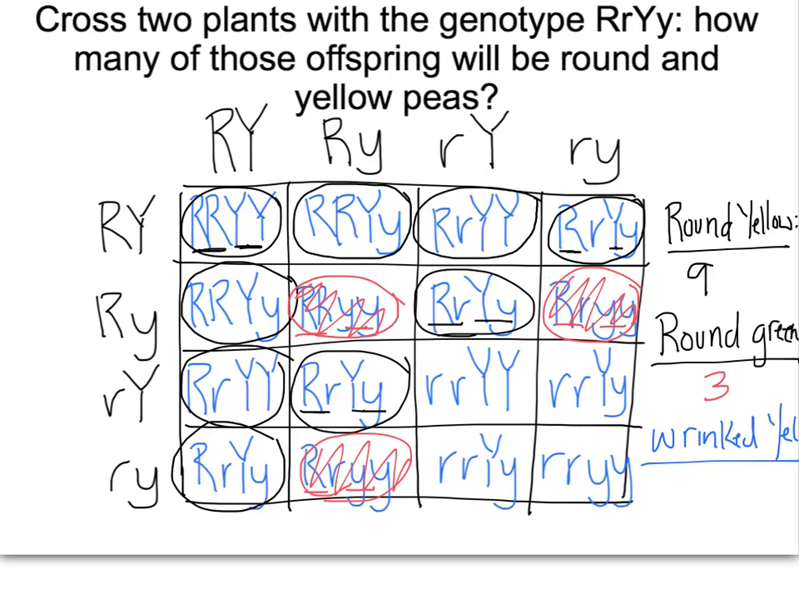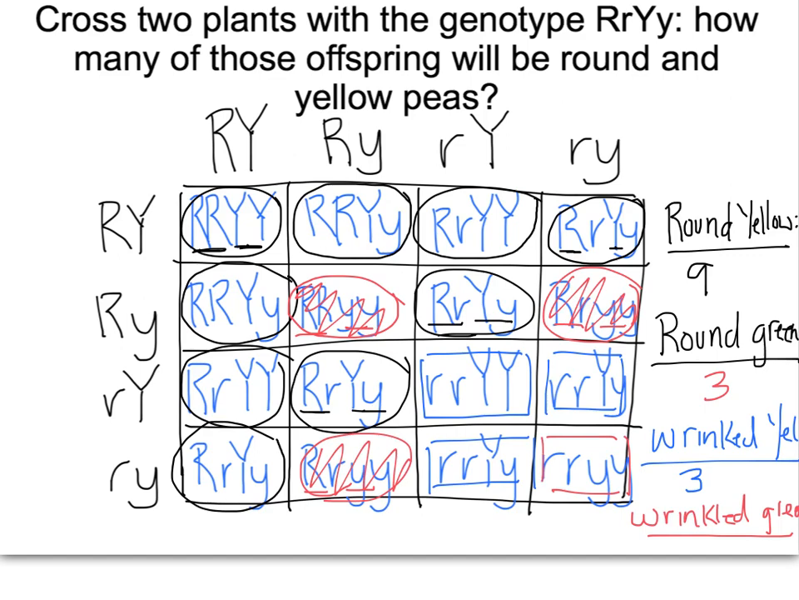Wrinkled yellow, I see one right here. I'm going to put a little box around it. Wrinkled yellow, and then wrinkled yellow. And I also have 3 of these. And then finally, my last category is going to be the recessive, wrinkled green. And I have 1 lonely wrinkled green.